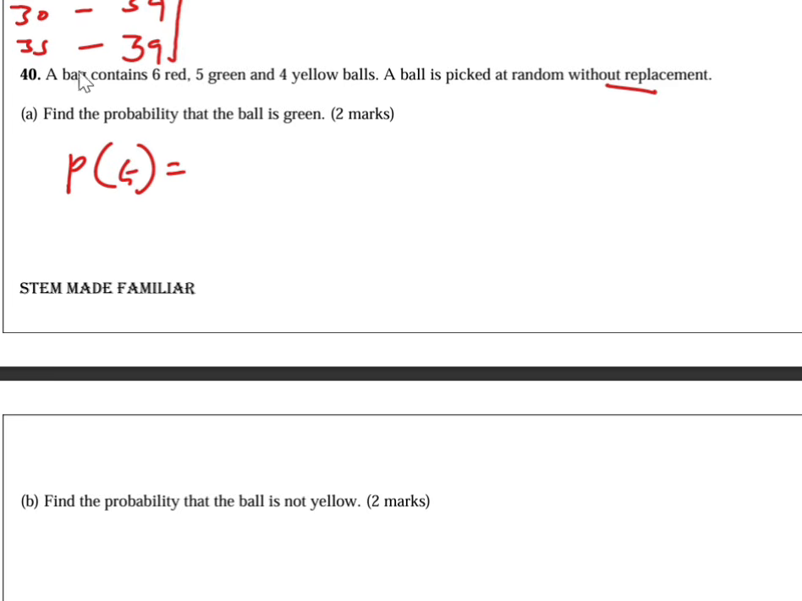You count how many green balls do we have? Tuko na 5. Over zote ni ngapi? Una add 6 plus 4, 10, 10 plus 5, 15. It is 5 over 15. You can simplify by 5, 1 by 5, 3. It is 1 over 3.